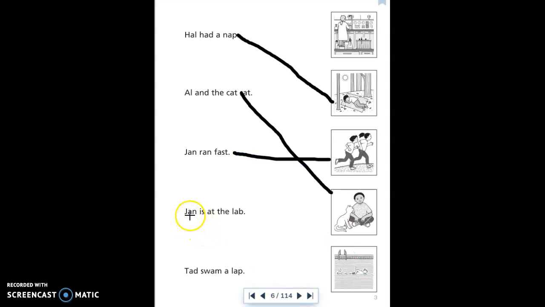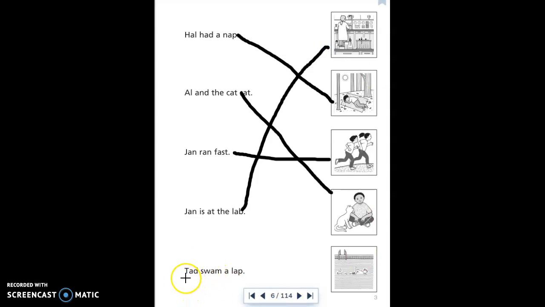Okay, here's the same name again. Jan, is, at the lab. Jan is at the lab. Well, there's Jan right up there at the top. She's at the lab doing her work. Good for Jan. All right.